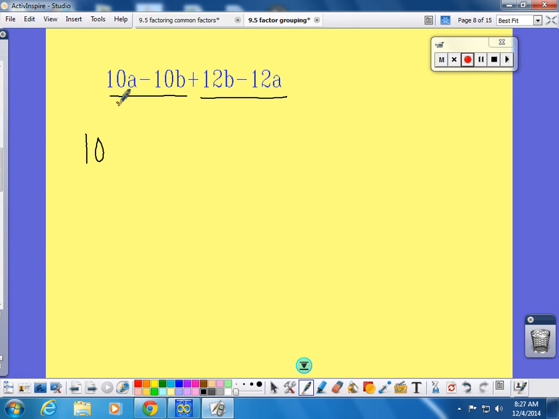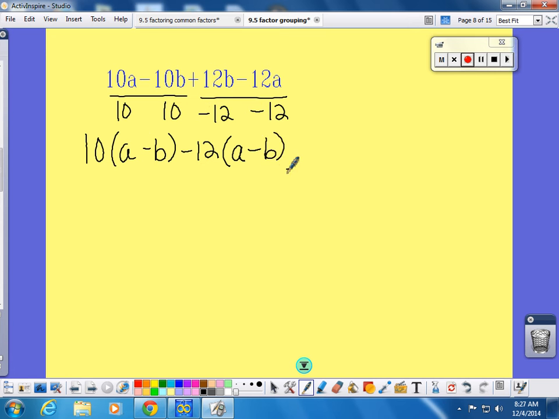But if I factor a 10 out of here, and if I factor a negative 12 out of here, and remember that sign's got to go here, then that's going to give me a positive A and a negative B. And if I pull out an A minus B, I've got a 10 minus 12, which is a negative 2.